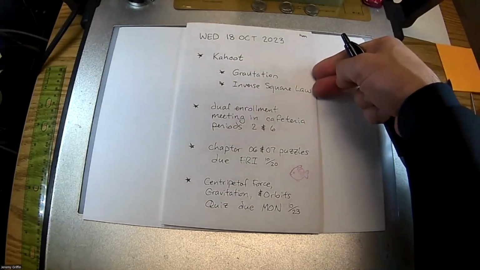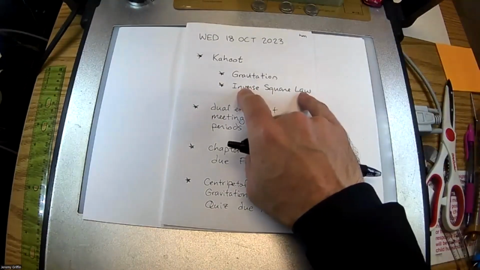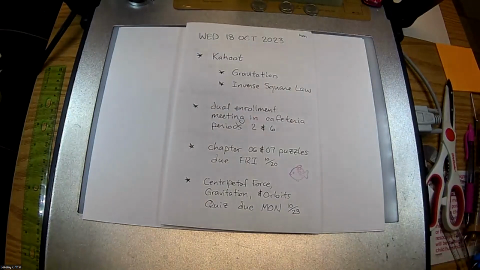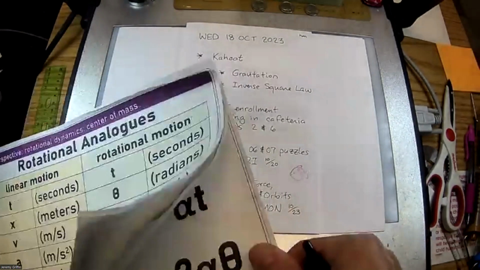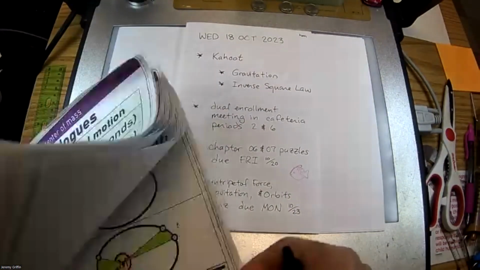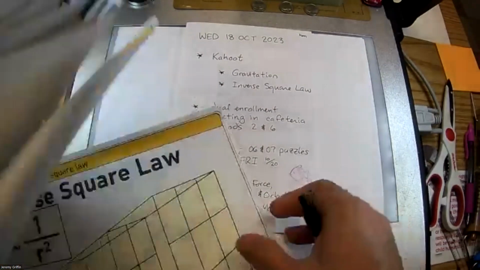I got a couple of Kahoots lined up for you guys. We're going to start with inverse square law and then move on to universal gravitation. Let me have this ready to go here. All right, here we go.